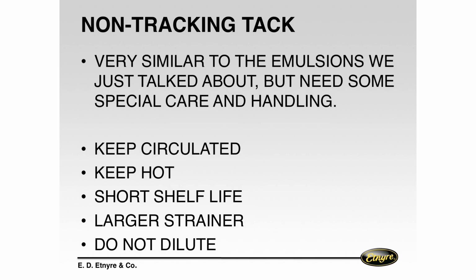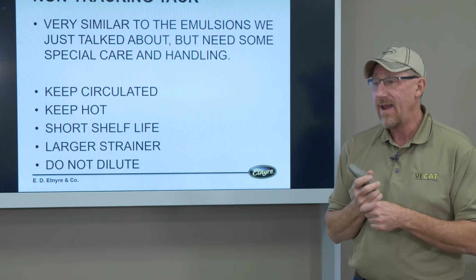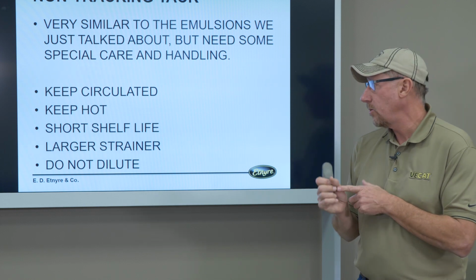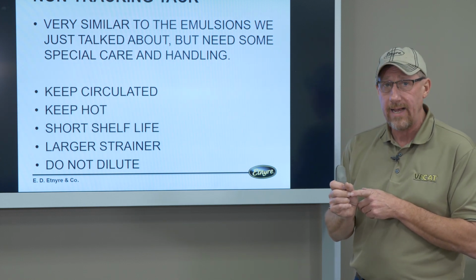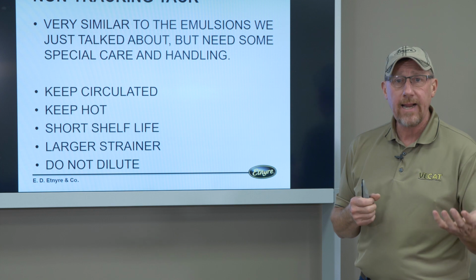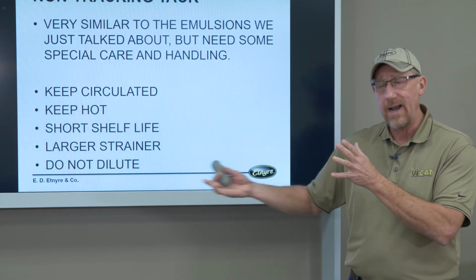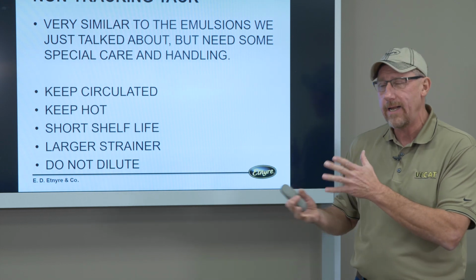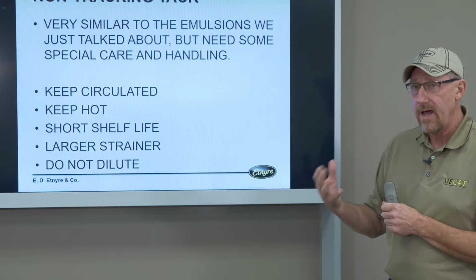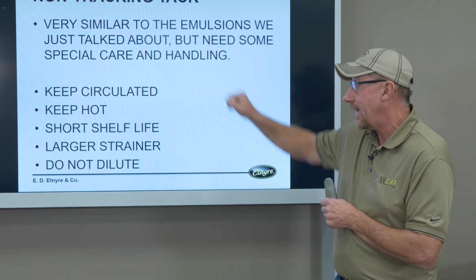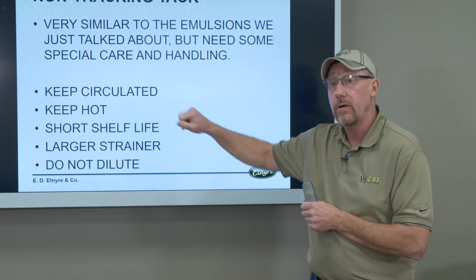So here's just some things on non-tracking tack. It's very similar. It's actually an emulsion in most cases. Okay? But non-tracking tacks are very difficult to work with. They have a very short shelf life. Most manufacturers will tell you it's 30 days or less. So the days of getting a tanker, pulling it onto your job site, using all the oil all summer long and never refilling that tanker, never heating it, never circulating it, you'll run into nothing but troubles when you're using a non-tracking tack. You got to keep it circulated.